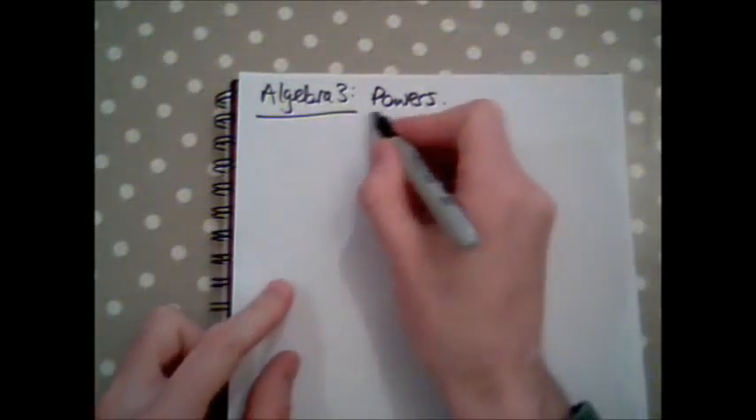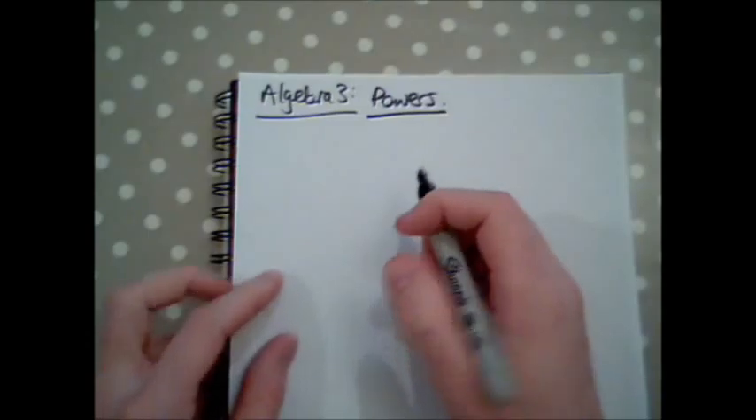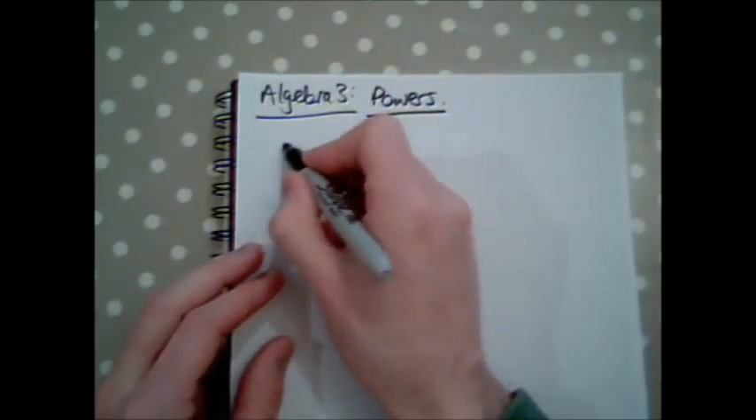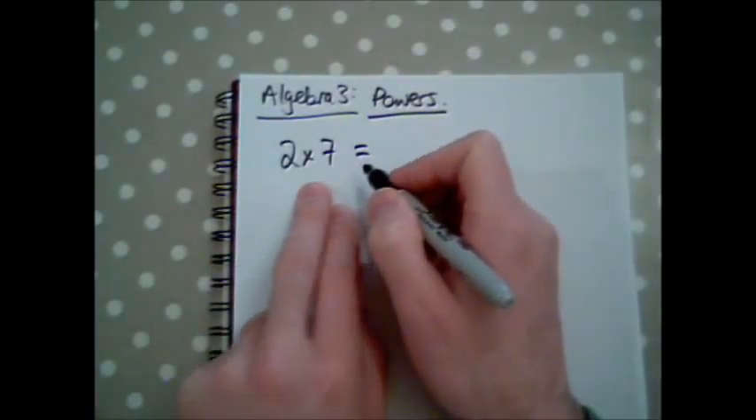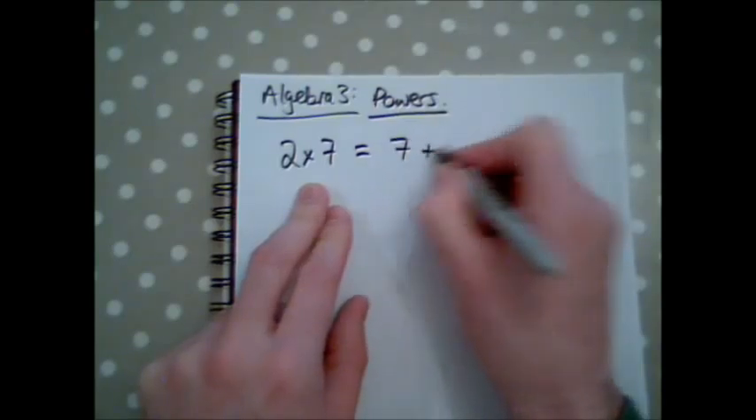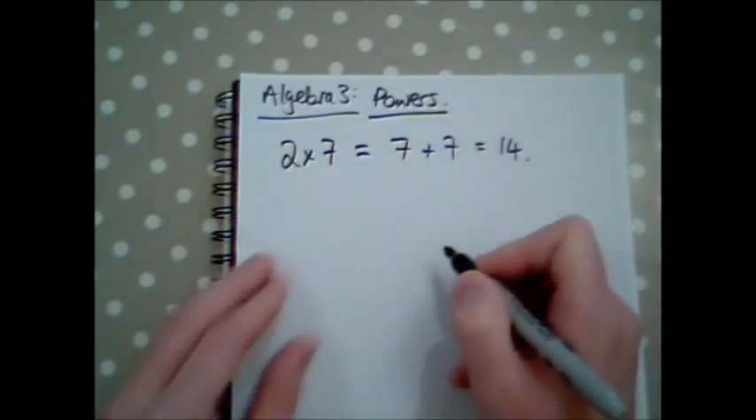Alright, we're going to take a look at powers now. One thing that some people tend to mix up a little bit is the following. 2 by 7 is 2 sevens, so that's 7 plus 7, which is 14.